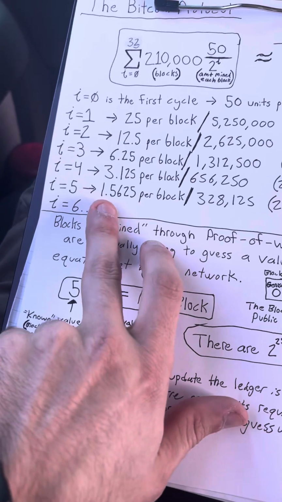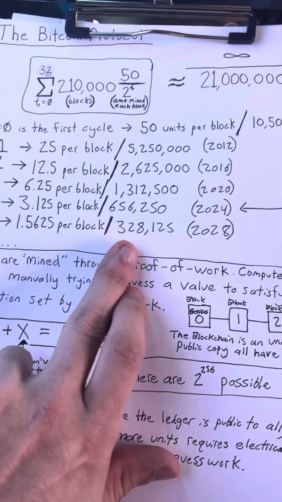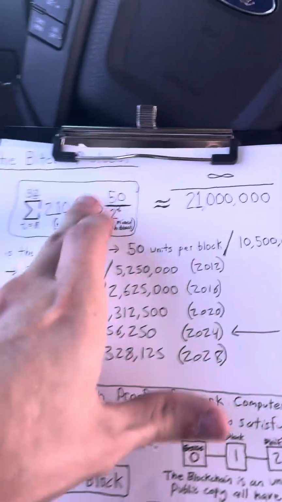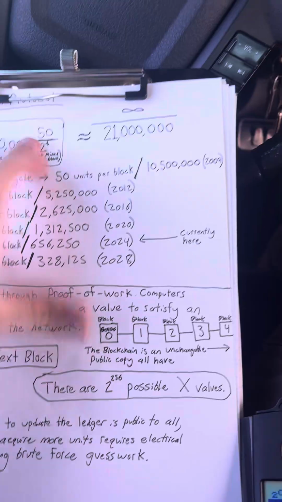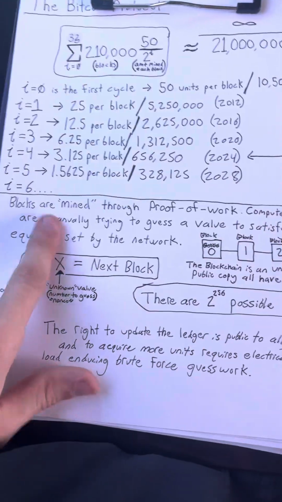We're on a decline, aren't we? Yes, that's the point. 1.5 per block on the 6th cycle, 328,000. That's what they mean by halving. It halves every time by design. Pretty cool, right? And I also wanted to touch on how mining works.